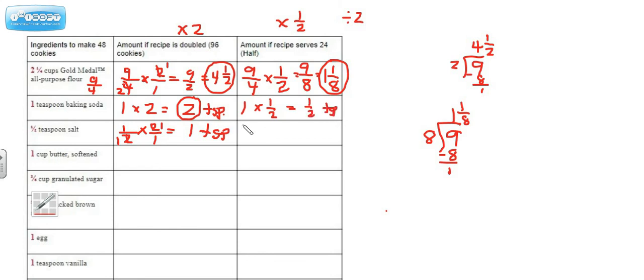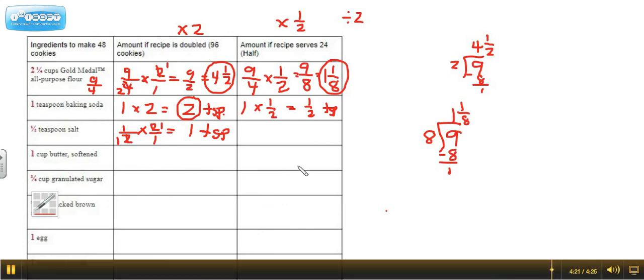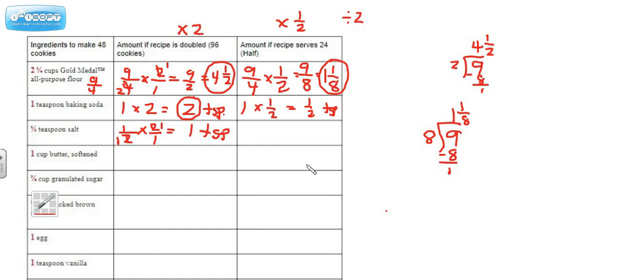All right, so for each ingredient, just what it is for 48, either multiply that by 1/2 or divide by 2 and put your answer in the box. So finish up, go all the way down to the end of the table, and then upon completion, you're going to go ahead and submit this, and we'll take a look at what you came up with.